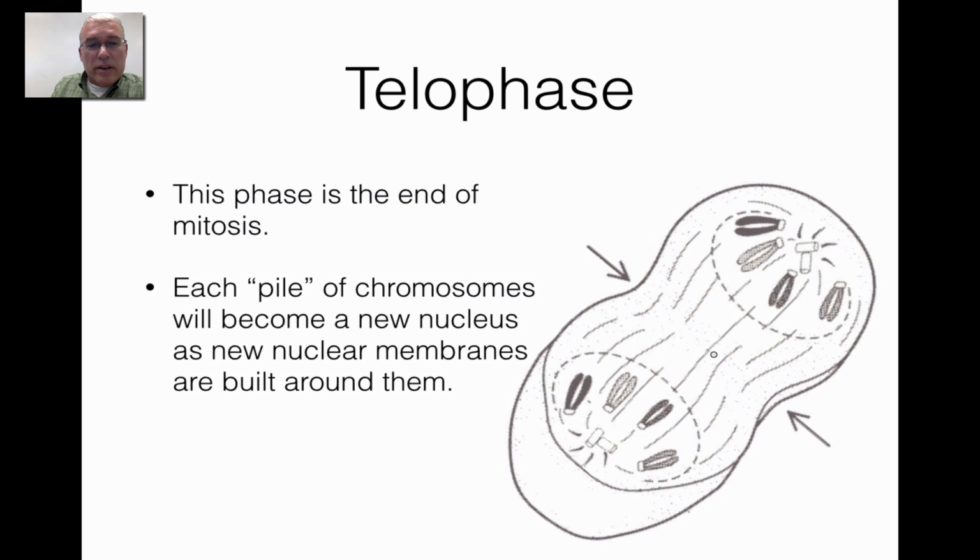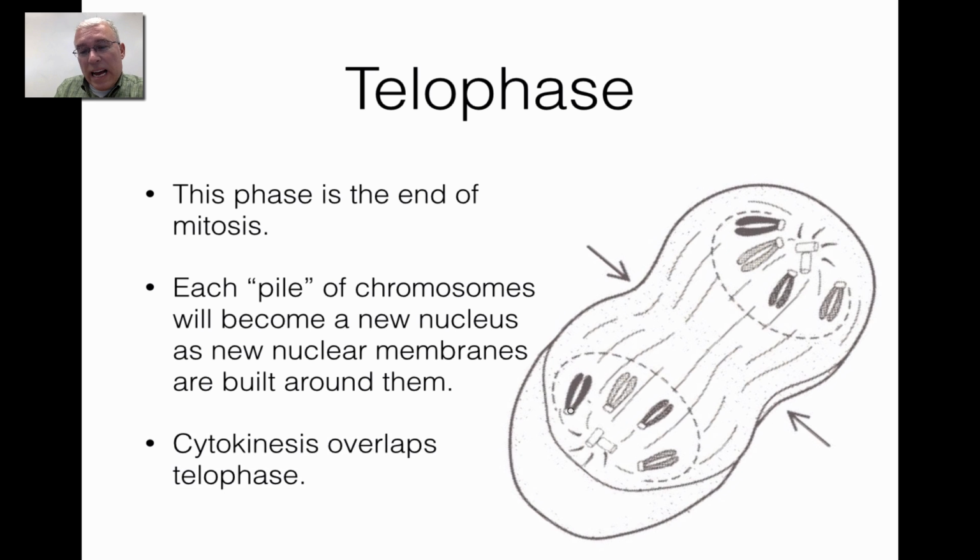And what happens during telophase is each pile of chromosomes, which are now at the poles of the cell, will become new nuclei. And this happens when new nuclear membrane is built around them. So in this picture, remember, these chromosomes have moved, and now you can see represented here by this dotted line, a new nuclear membrane is being formed around this pile of chromosomes to produce what's going to become a new nucleus. And the same thing is happening down here at the other end.